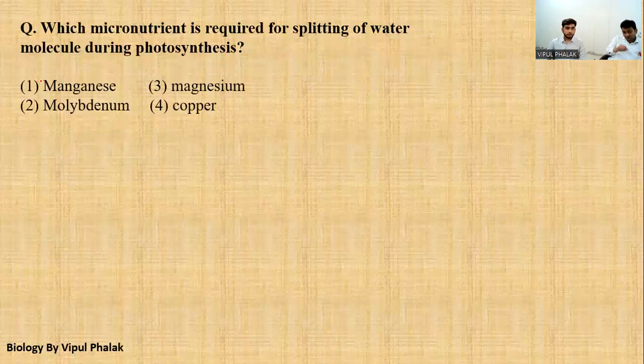Now, which micronutrient is required for splitting of water molecule during photosynthesis? So splitting of water during photosynthesis has a specific word called photolysis. Photo means light and lysis means breakdown. So here photolysis means breakdown of water in the presence of sunlight. Two major elements are responsible for photolysis. They are manganese and chlorine. So here manganese is given. Therefore, first is our correct option.